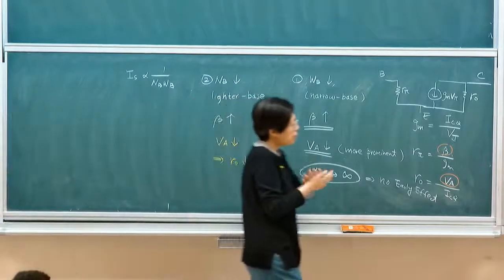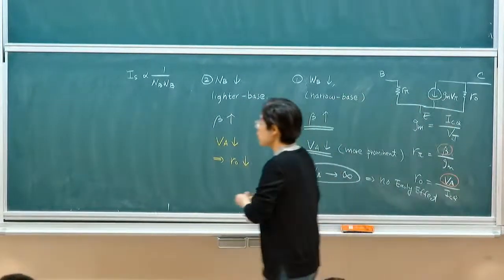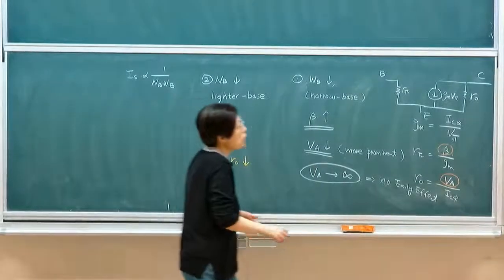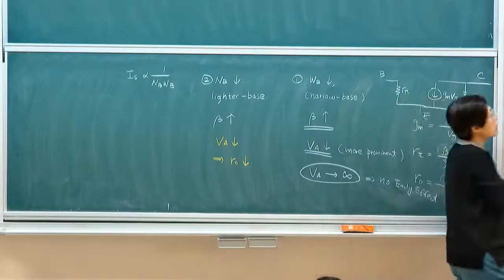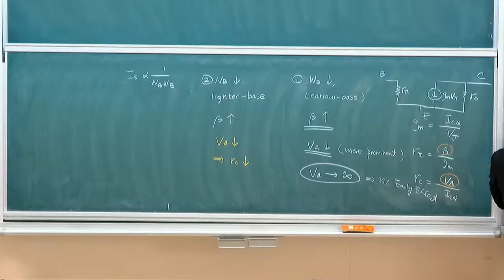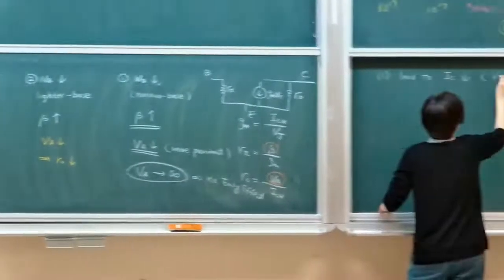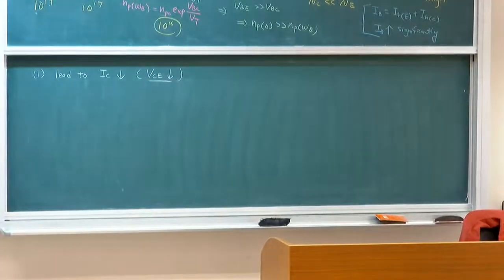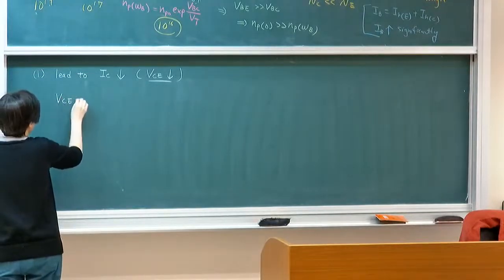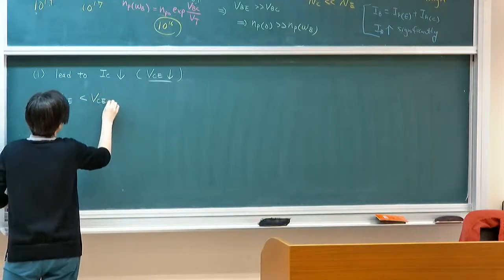Okay? So let's come back to saturation. I want to highlight one important thing. One of the key things you need to learn about saturation, once again let me summarize it, is that IC reduces in saturation as VCE decreases. And when will you see this? In typical cases, we'll see this when VCE is smaller than VCE sat.